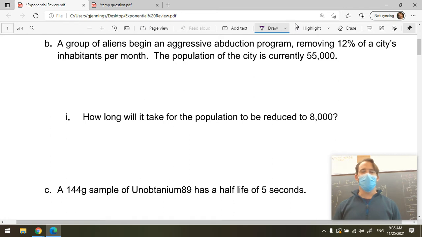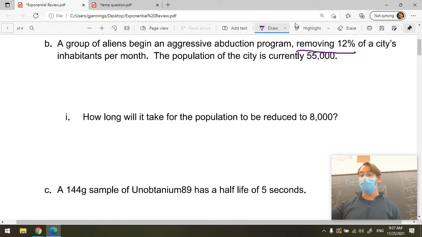So there's a group of aliens. They're out there. They begin an aggressive abduction program. Oh, sorry, if anyone has an alien abduction experience and that was triggering, I do apologize for making a reference to alien abductions. I should give the trigger warning ahead, shouldn't I? They're removing 12% of the city's inhabitants per month.